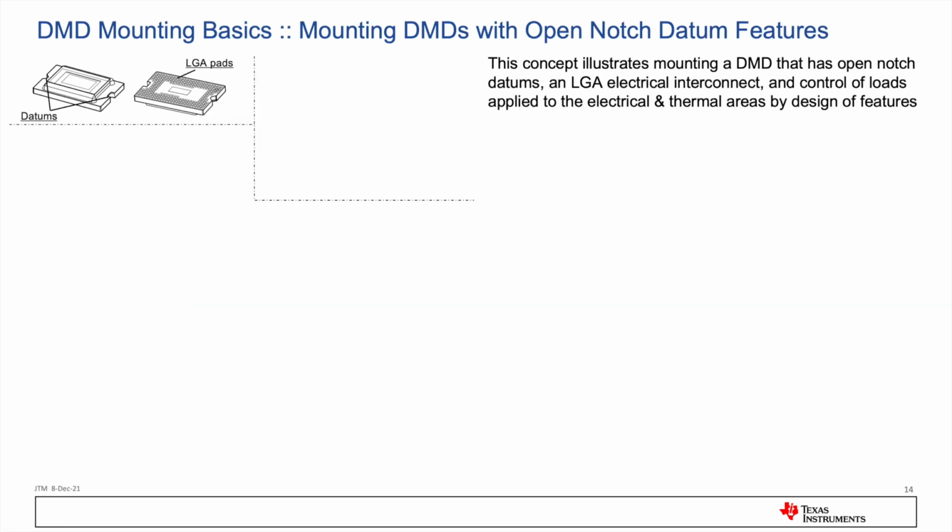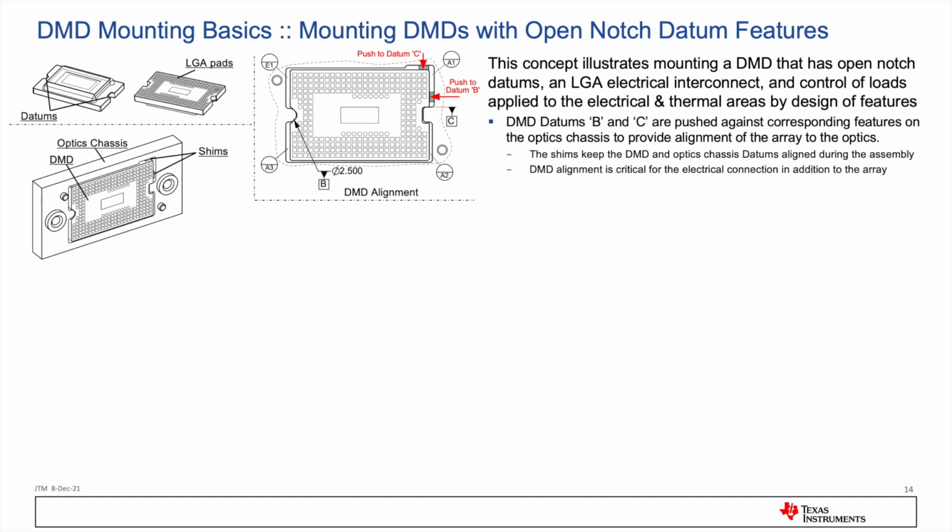This concept illustrates mounting a DMD that has open notch datums, an LGA electrical interconnect, and controls the loads applied to the electrical and thermal areas using design features. To align the DMD to the optics chassis requires the DMD datums B and C be pushed against corresponding features on the optical chassis and held in place while the assembly is completed. The shims keep the datums aligned during the assembly. This alignment is critical to both the electrical connection as well as the optical alignment of the array.